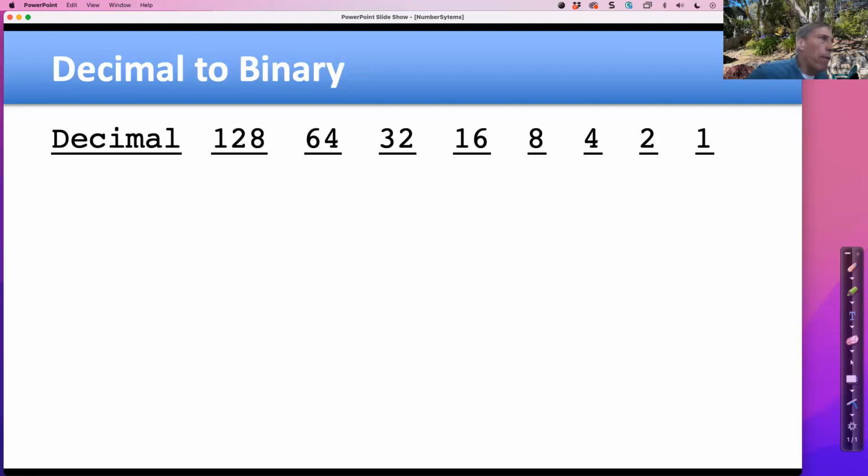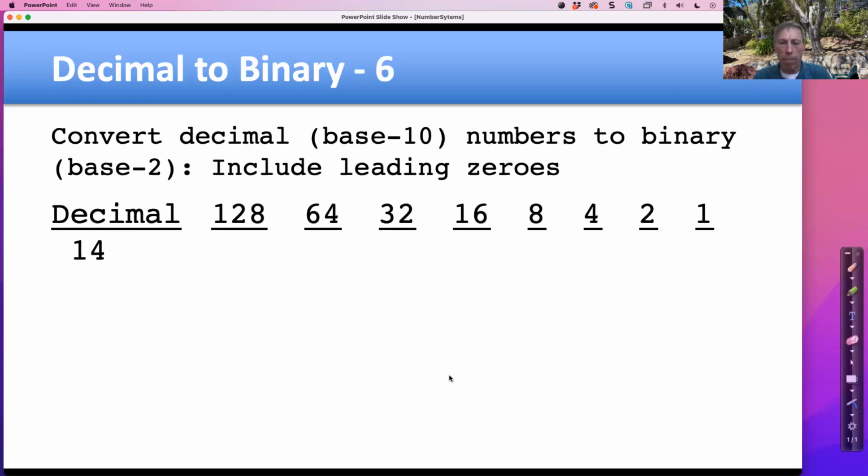Now let's go the other way. What if I gave you a decimal number and said, tell me what the binary is? It's exactly the same, only different. For example, let's say I owe you $14. Now, I'm going to pay you in my binary currency: $1 bills, $2 bills, $4 bills, 8, 16, etc. And I can only give you 0 of it or 1 of it.